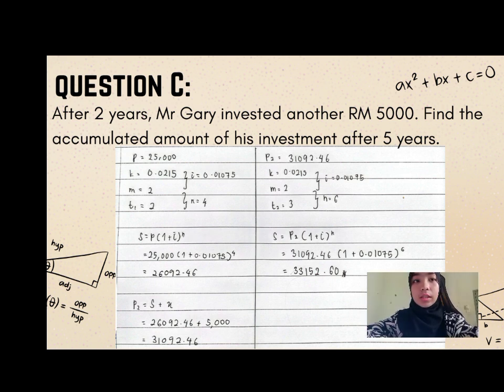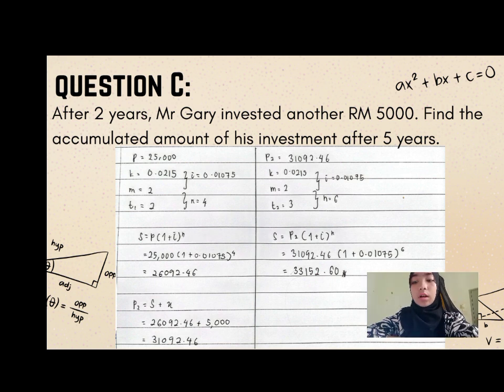Okay, now for the first stage, given principal 25,000, interest rate is 0.01075, and number of periods is 4. So using the compound interest formula, S equal to P(1 plus I) to the power of N. Now we substitute the values into the formula. So S equal to 25,000(1 plus 0.01075) to the power of 4. We got the S, 26,092 ringgit and 46 cents.